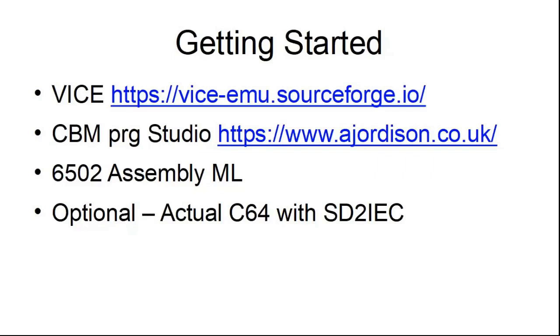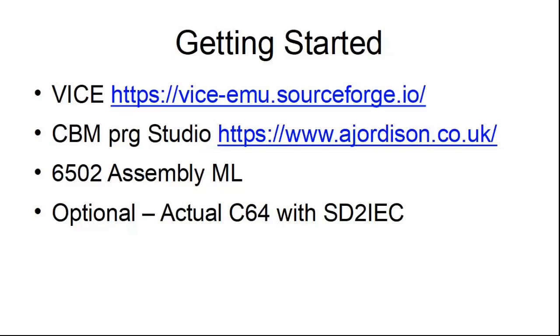I'm going to post these presentation notes online in case you want to refer back to this. But again, there's a link. It's a free download. The next bullet point is the programming environment that I would like you to look at in terms of getting started. This one is called CBM PRG Studio. Again, it's a free download. It works on Windows. And also, you'll need to be familiar with 6502 assembly machine language.